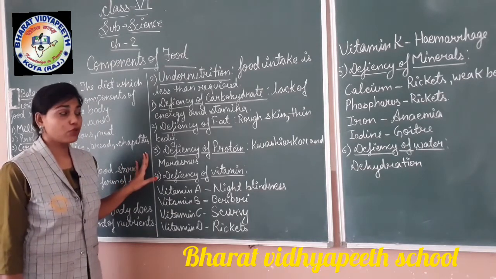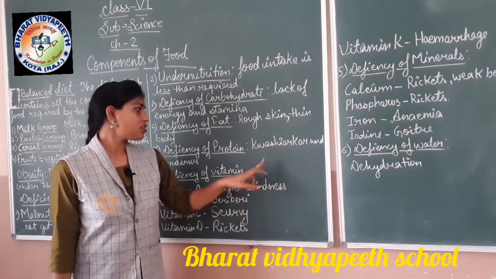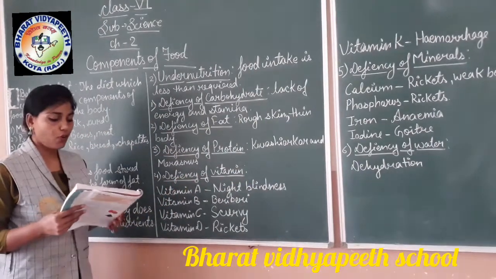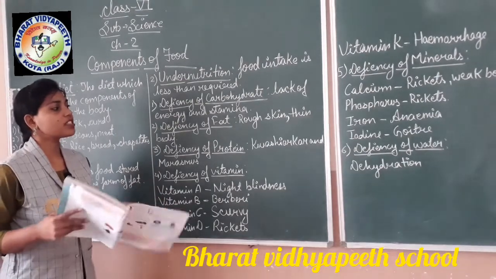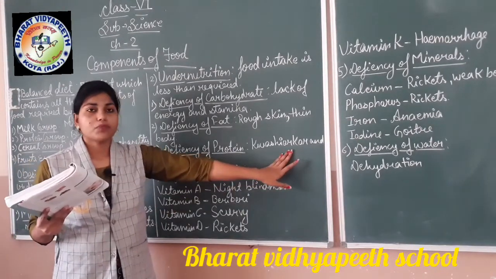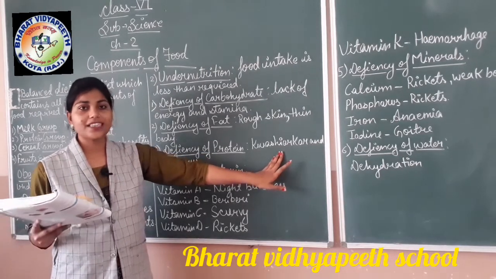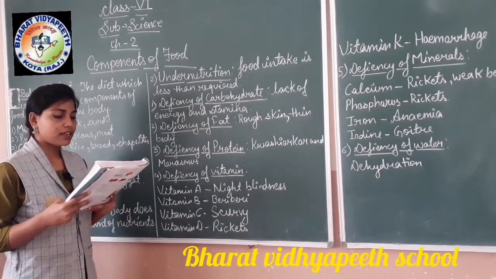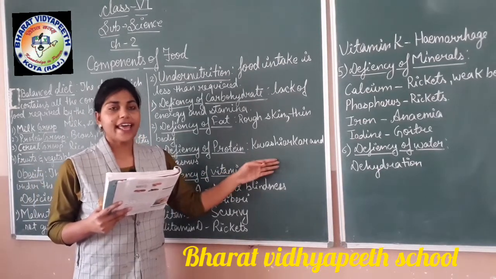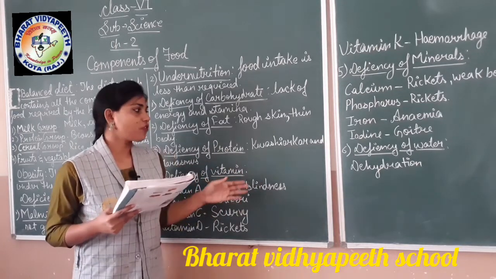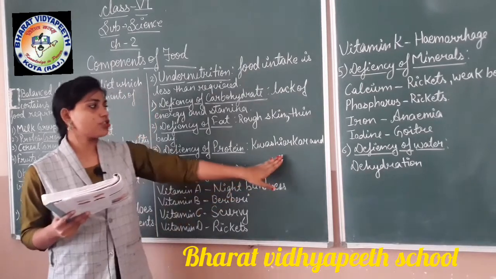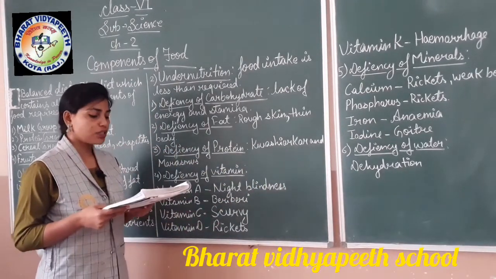After that, deficiency of protein. If you don't take a proper amount of protein, then 2 diseases may be caused: kwashiorkor and marasmus. These are the diseases caused due to lack of protein. Kwashiorkor is mainly seen in children under the age of 5 years. Their body becomes so weak, and the symptoms are dark, scaly skin, a protruding belly, swollen legs, loss of appetite, weakness, and mental weakness, the mental health reduces. This is kwashiorkor disease.